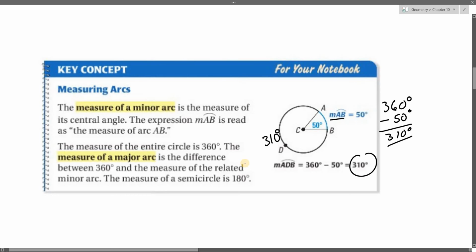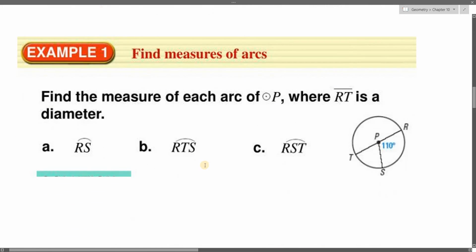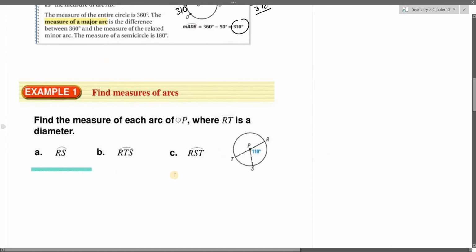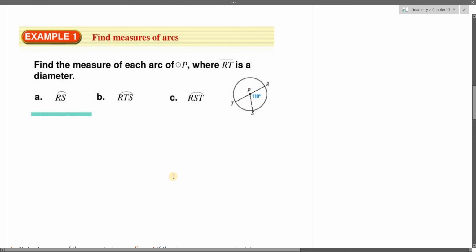So it's a simple subtraction problem to find the measure of a major arc. So you've got major arc, minor arc, and that's what we're talking about. All right, let's look at some examples. So we'll zoom this out a little bit and we'll hit this example, feel like we understand it.